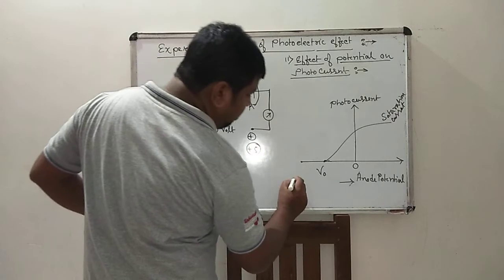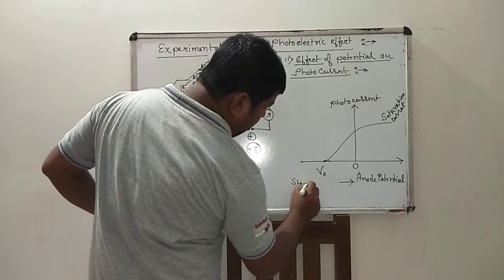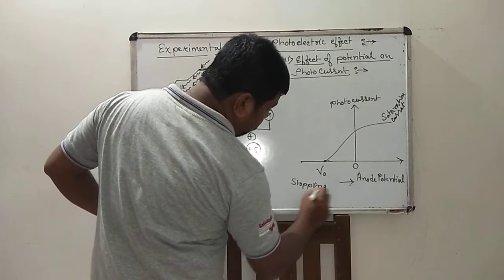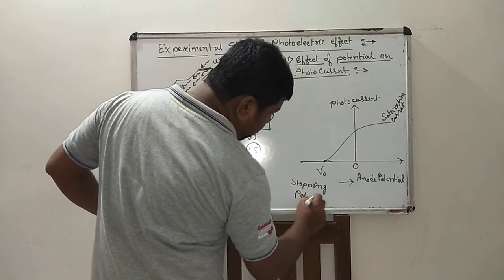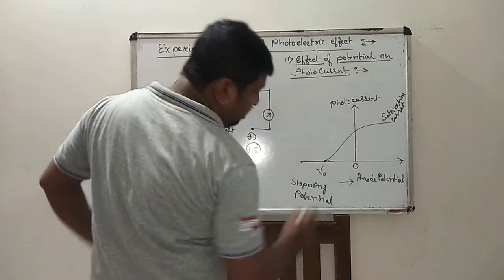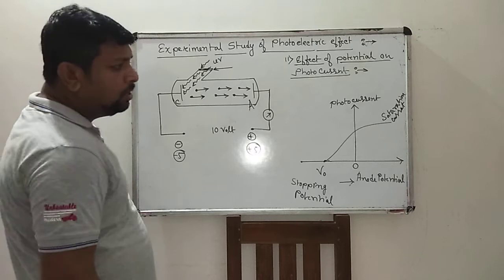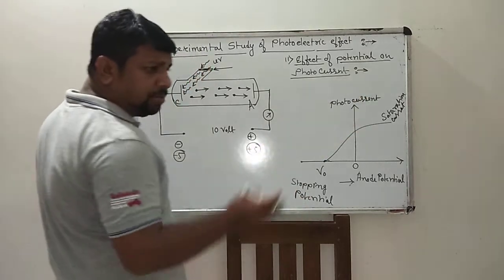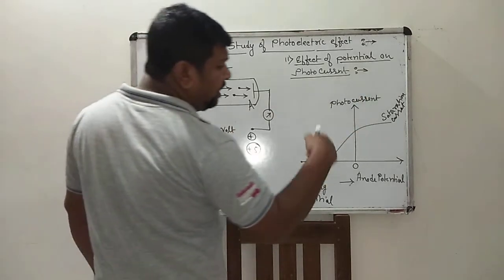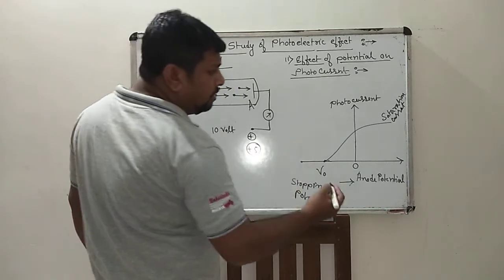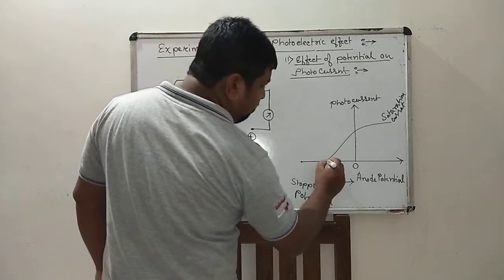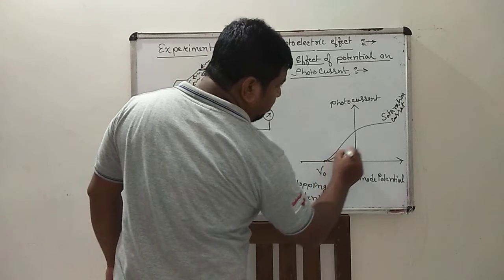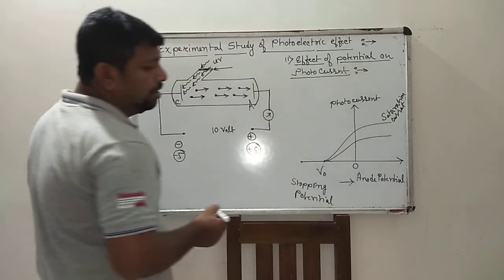stopping potential. Okay? So if you consider another, lower intensity, then we get a similar graph, but the current is this. But here the stopping potential remains the same.